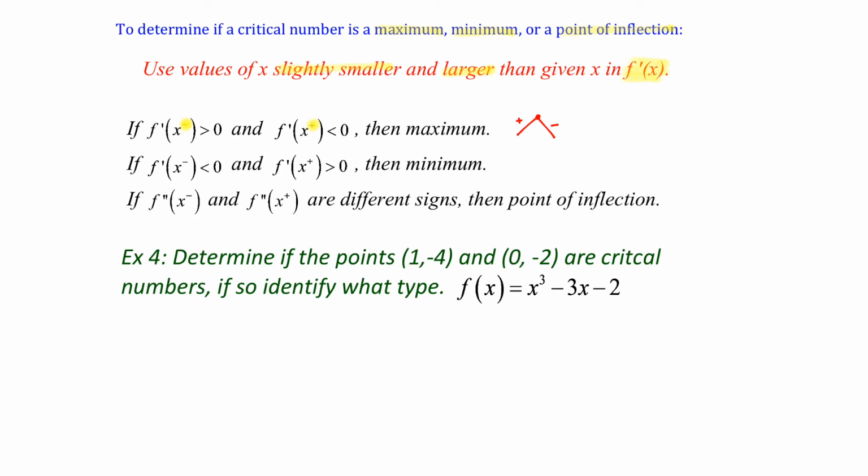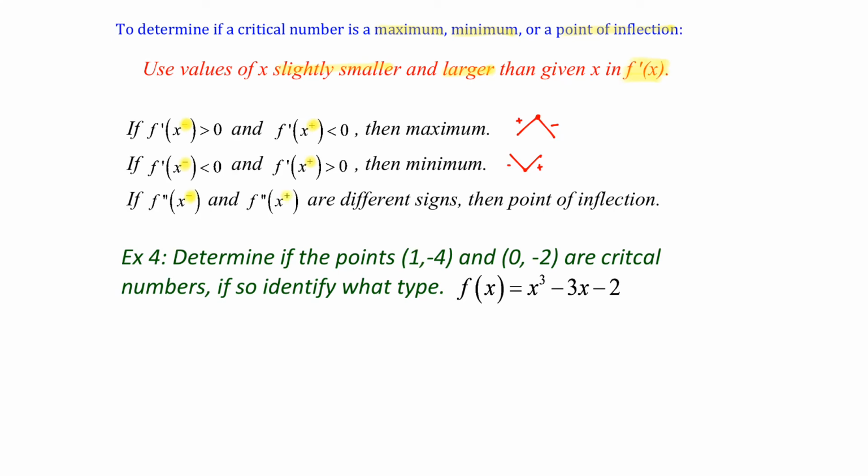If just to the left is less than 0, and just to the right is greater than 0, well, now it's going negative first, and then to the right of the point it's positive, then that would be a relative minimum.